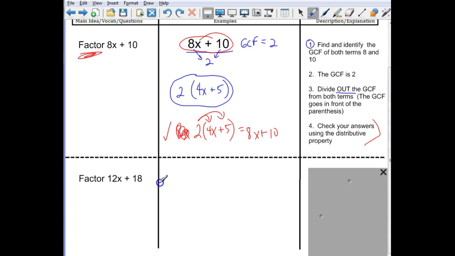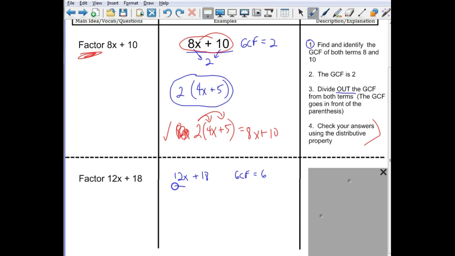Take a look at the next question right here: 12x plus 18. For the sake of the notes, we'll do our work in the middle, 12x plus 18. You identify the greatest common factor, whichever way works for you. If you need to, you can hit pause and try to work it out first. Or you can figure out that the greatest common factor is 6. 6 goes into 12 and 6 goes into 18, which I think is the one we did a few minutes ago at the start of the video.